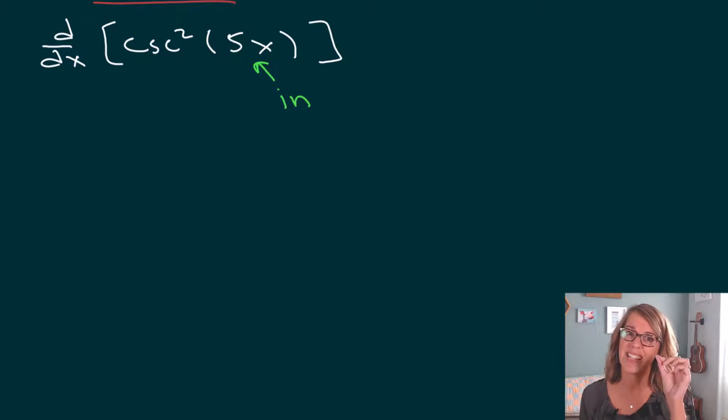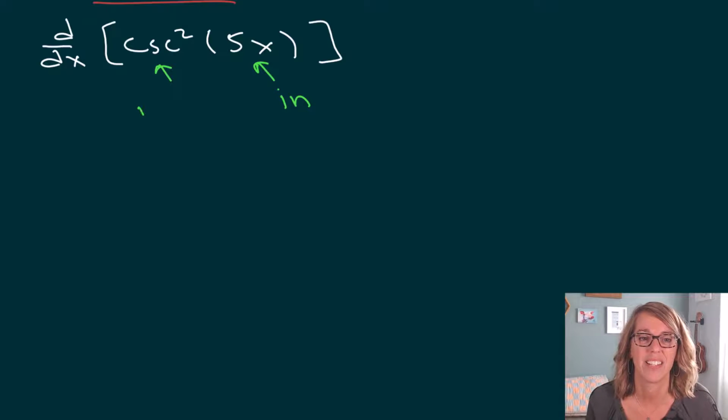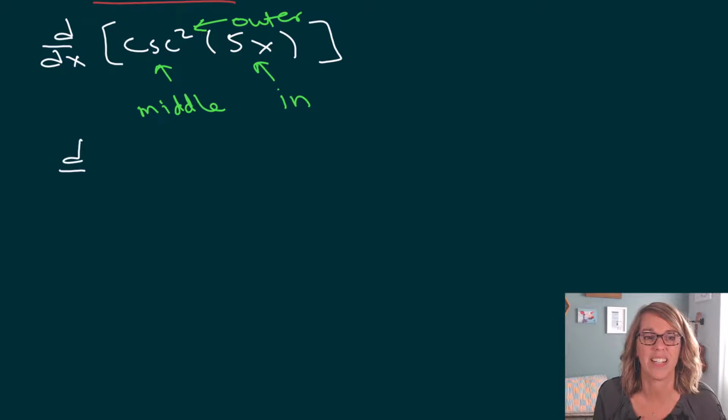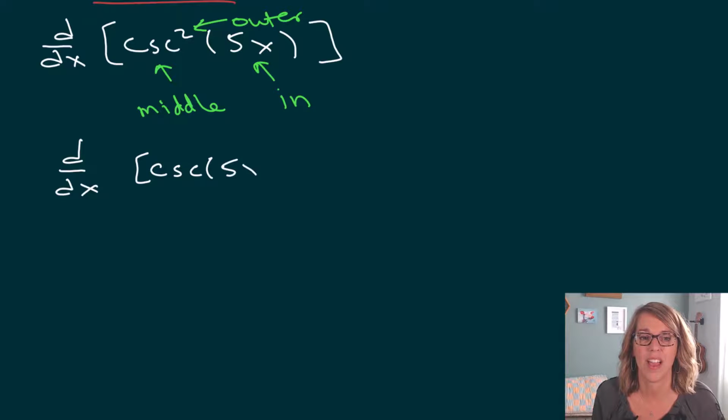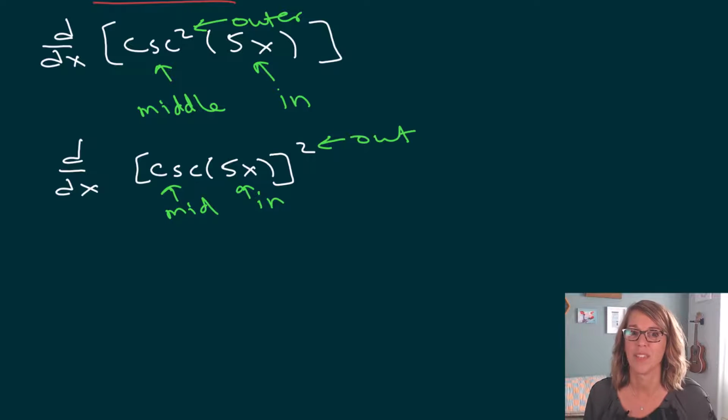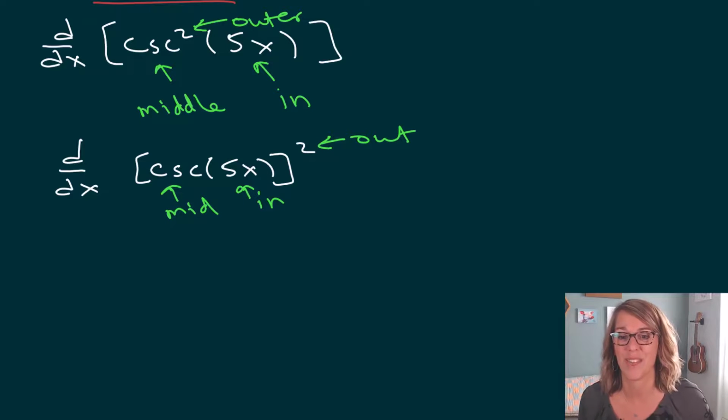What happened next is actually the cosecant. It's really tempting to take that 2, but cosecant is going to be my middle function. And then the power 2 is my outer function. My test is if I can rewrite this one, d/dx, as the cosecant of 5x all squared, and this makes it just a little bit easier. So I've got my inner function, my middle function, and my outer function. Okay, here's how we deal with 3 different layers.